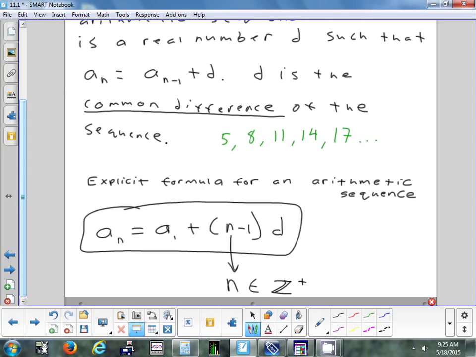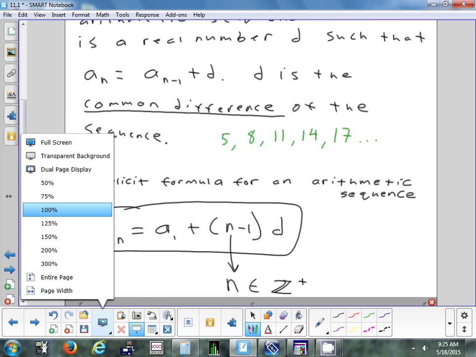Okay, and generally, we'll clean that up a little bit. Once we know d, we can distribute it out. And then once we know a sub 1, we can combine some like terms. So your explicit formula for an arithmetic sequence is the first term plus n minus 1 times the common difference. Okay, I'll keep that up while we look at our next problem.